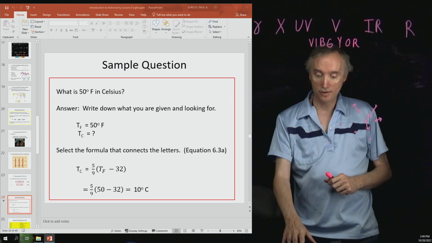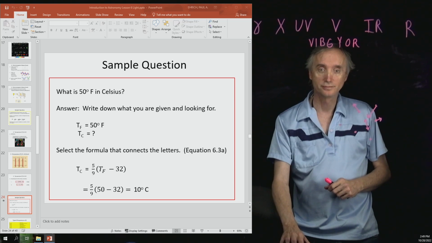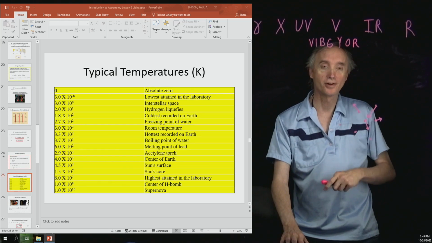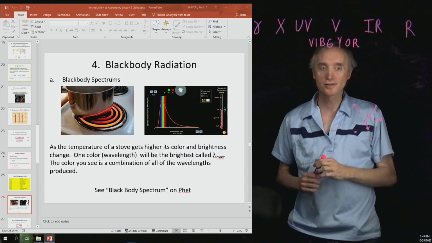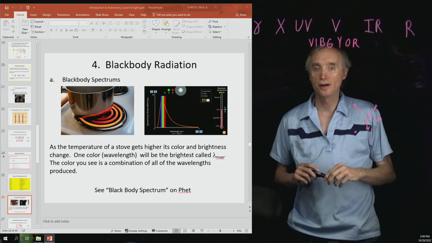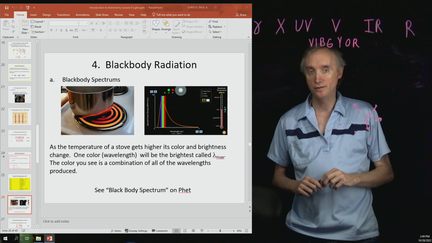All right, in our next segment, here's your typical temperatures in Kelvin. So in our next segment, we're going to learn about electric stoves and how they are related to stars.